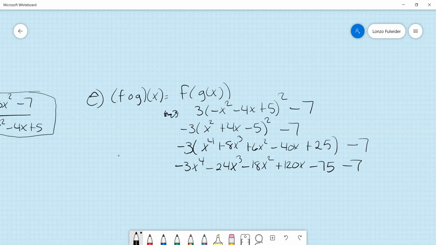Now the last step is collect like terms. When you collect like terms, your final answer should be negative 3x to the fourth minus 24x cubed minus 18x squared plus 120x minus 82.